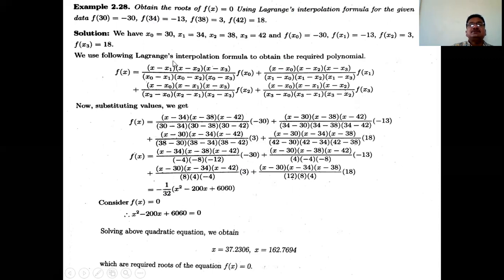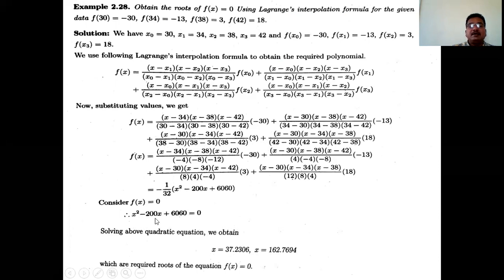And then the next question is to obtain the roots of that polynomial, f of x is equal to 0. So take f of x is equal to 0. So minus 1 by 32 is shifted to the right side. So 0 into that is 0. So we have this polynomial, and obtain its roots by using either a calculator or by using the formula x is equal to minus b plus or minus root b square divided by 2a, or we can obtain this answer by using a calculator. So this is the quadratic equation.